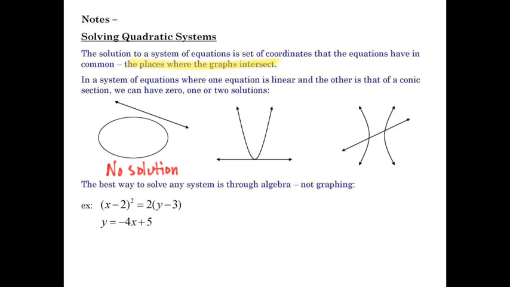And we can think about it geometrically. They don't cross, there's no solution. This would be one solution. This gives me two solutions. And so algebraically, we would be able to solve it using what you did in algebra. And we can substitute in this case.